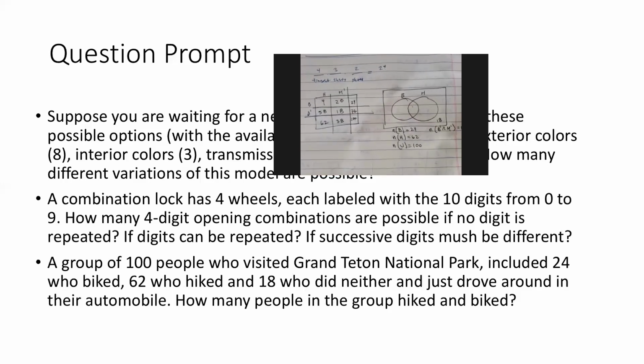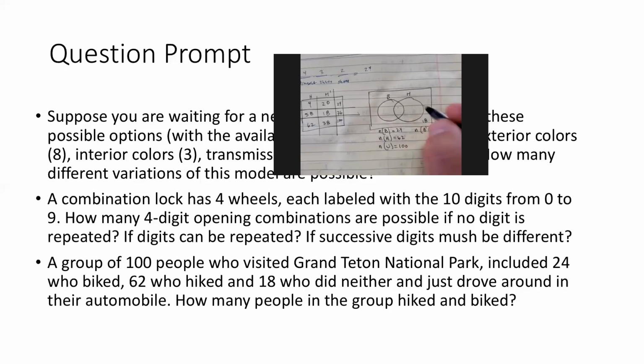Okay, now let's go over to our other example where we have the Venn diagram. We have 18 that did neither. So I have the number who biked, the number who hiked, and the number in the universal set. The number who biked and did not hike is 18. So in this case, if I add the bike and the hike together plus the 18, I should get 100. But if I add 62 plus 24, I get 86. Then if I add the 18 on, I get 104, which is 4 more than 100, which means there are 4 that overlapped. And then I can figure it out from there.